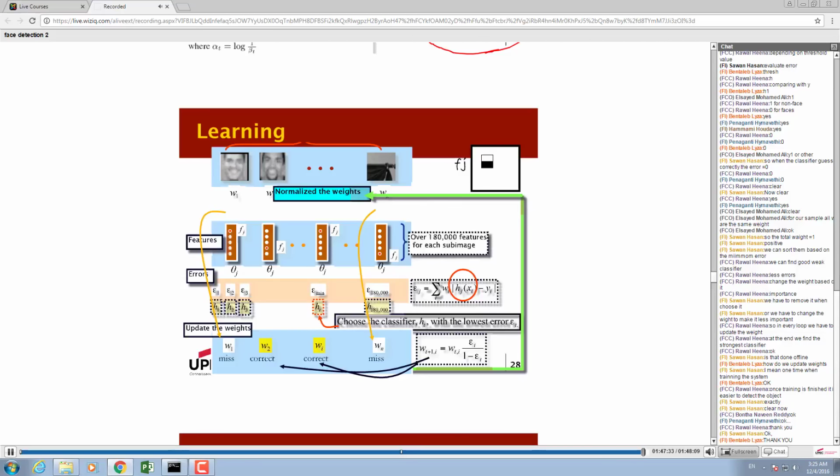Now let's focus on this error: how the error is calculated, and how the best one is selected. And the weight update, no, next week.